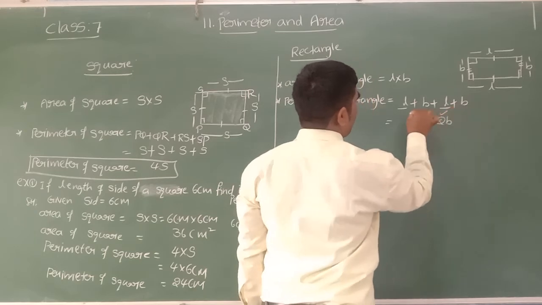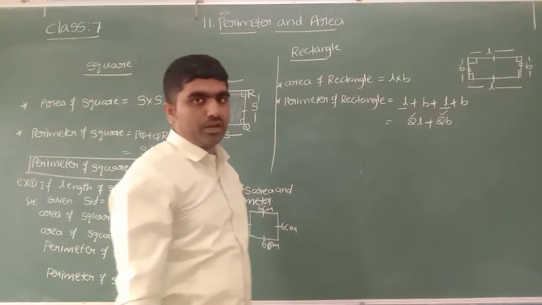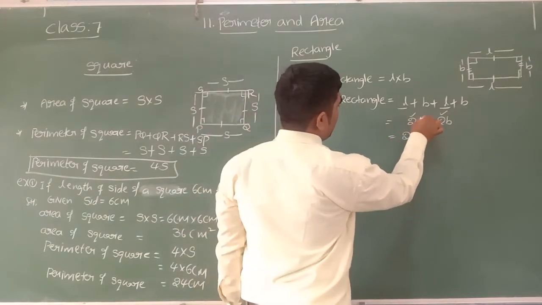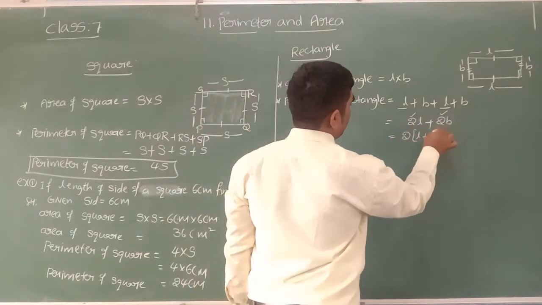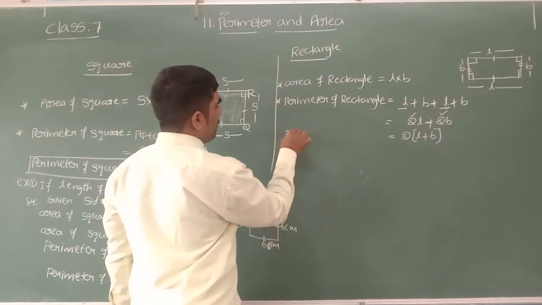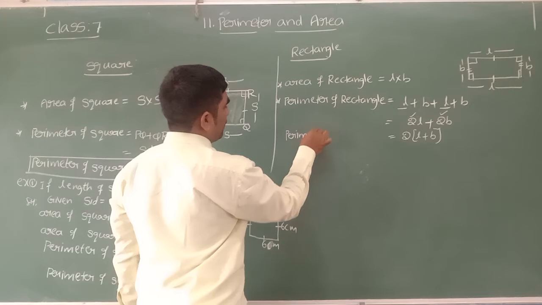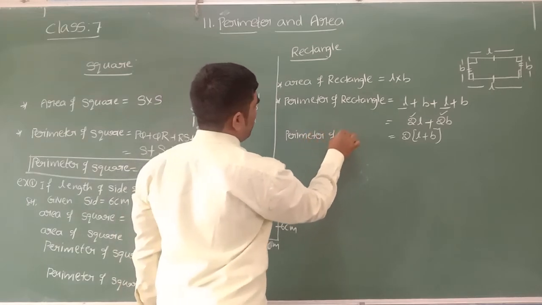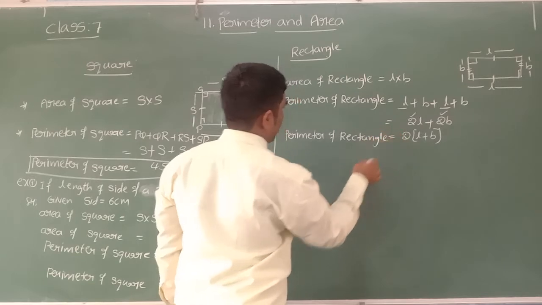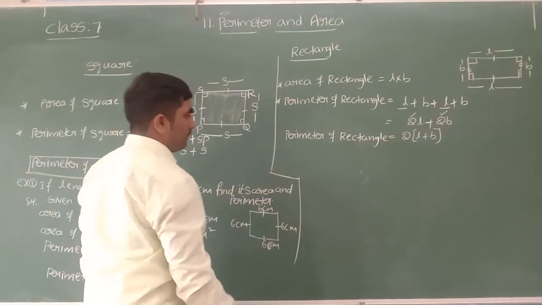From this we can take 2 common. 2 is the same number in both the terms. So if I take 2 outside, here L is left plus here B is left. So this is the formula to find the perimeter of a rectangle. What is the formula? Perimeter of rectangle is equal to 2 into L plus B. 2 into L plus B.